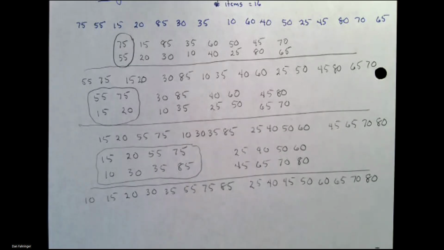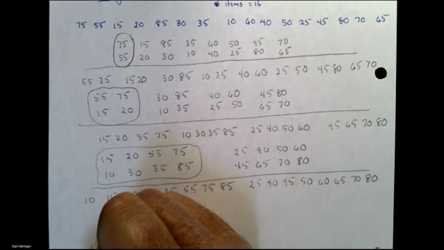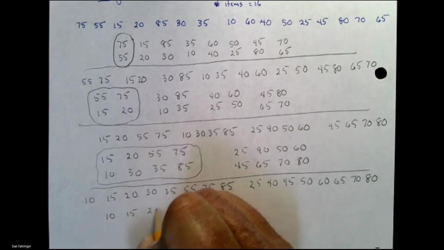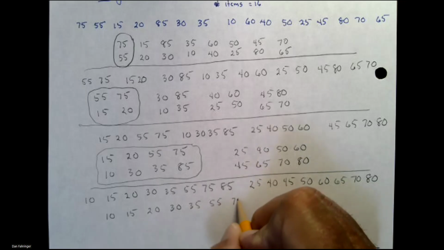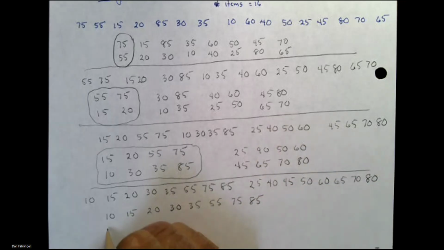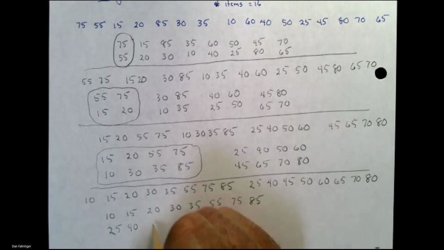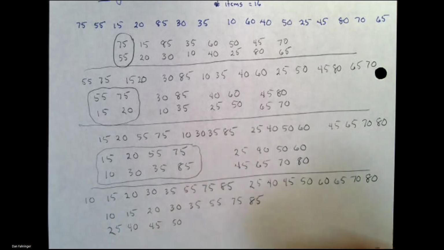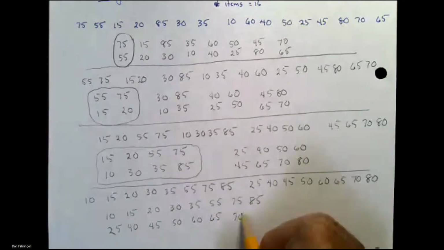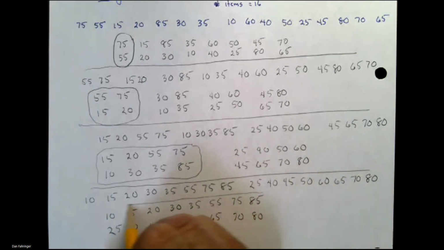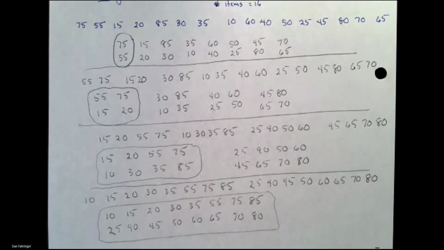Now I'm going to go 8 and 8. 10, 15, 20, 30, 35, 55, 75, 85, 25, 40, 45, 50, 60, 65, 70, and 80. And of course, once I merge these, I will have my final sorted list.